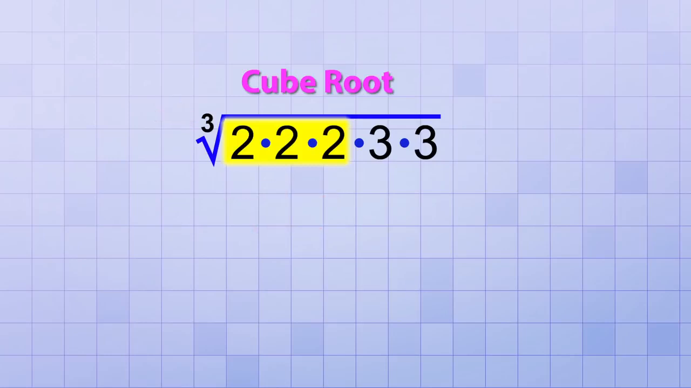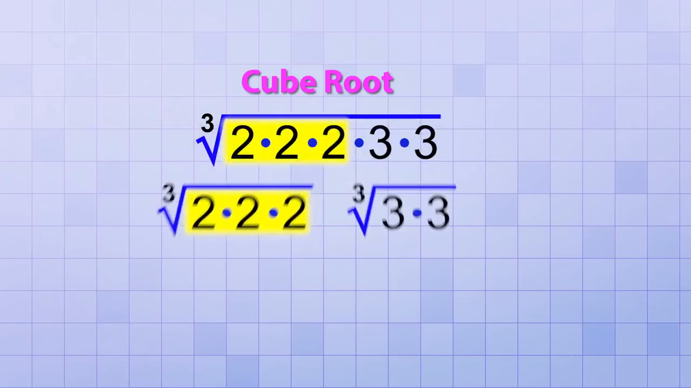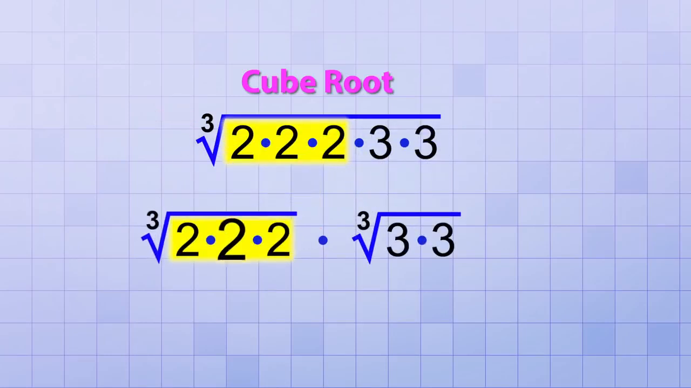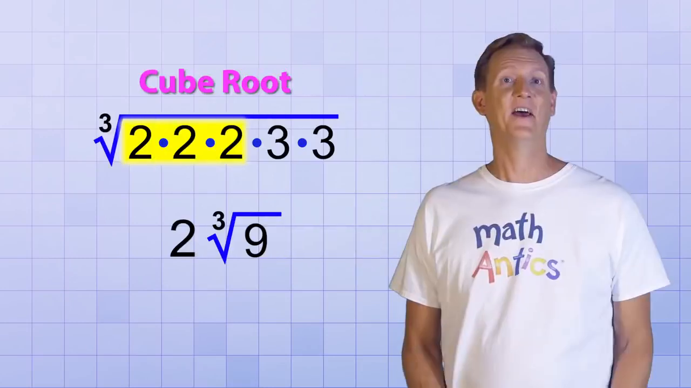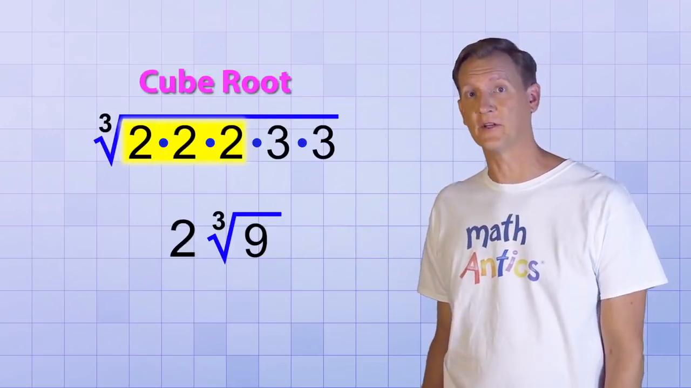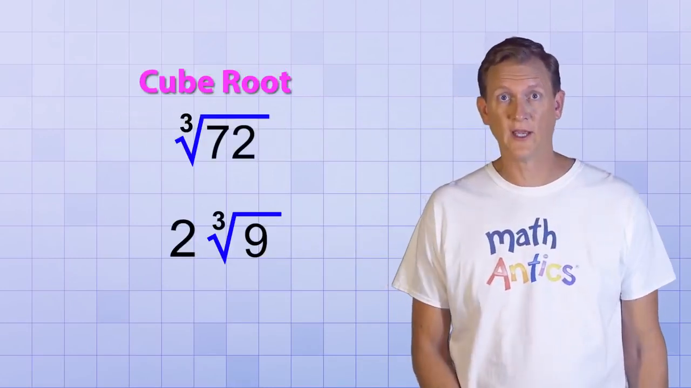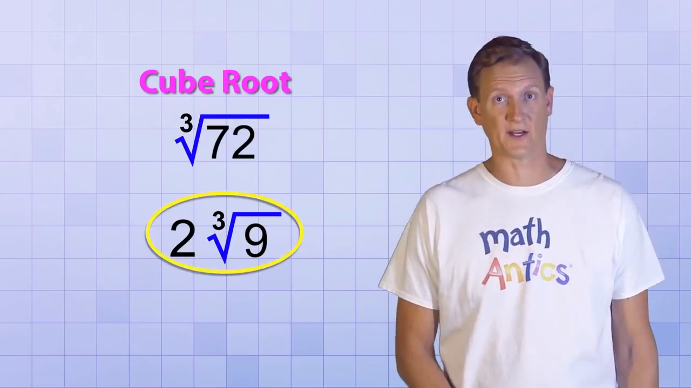Also like before, we can use our rule to break this problem up into the cube root of 2 times 2 times 2 times the cube root of 3 times 3. This first part simplifies to 2. Well, the second part can't be simplified any further, so we just recombine it to the cube root of 9. There, the simplified version of the cube root of 72 is 2 times the cube root of 9.